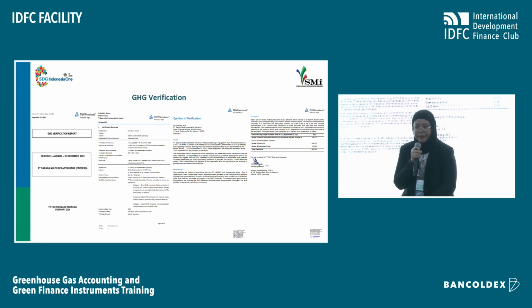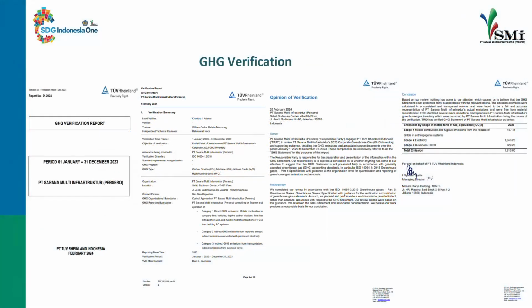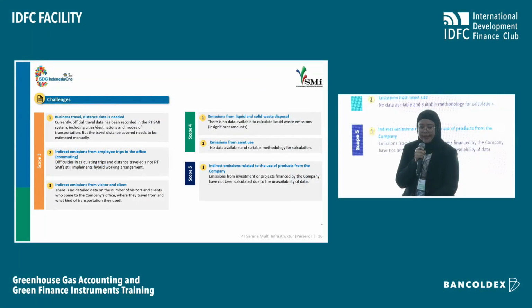This is the GHG verification that we already completed last month by Friendland Indonesia. There were no findings or material findings from their search for this verification. The challenge is from scope 3, business travel.